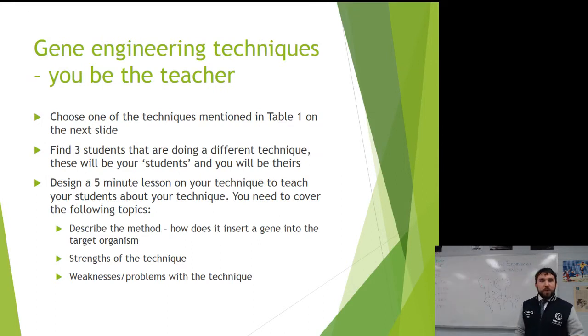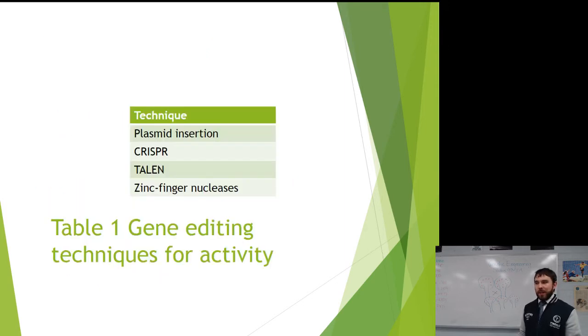Now, you actually need to look at some engineering techniques. So there are a series of questions that you need to be able to answer. The table over on the next slide gives you a list of which kinds of techniques you're going to be using. So there are 4 there. There's plasmid insertion, which is a relatively old technique. There's CRISPR, there's TALEN, and there's one called zinc finger insertion.